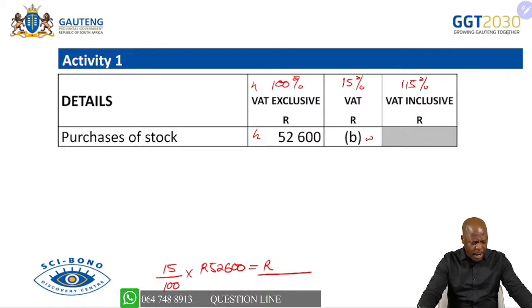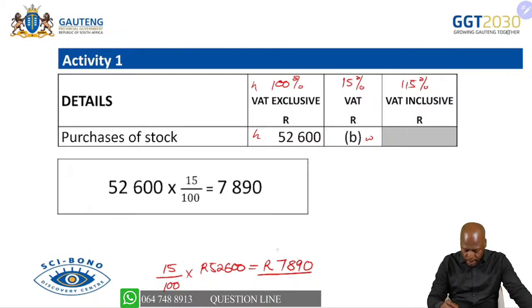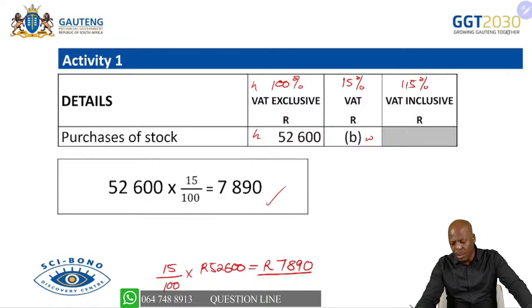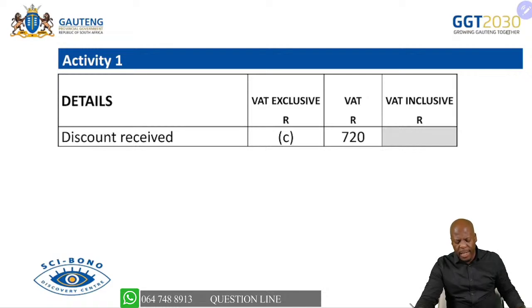Someone please punch in the calculator. Give me the figure. How much do we get? Okay, thank you. Someone is saying we get 7,890. That therefore becomes our VAT amount. All right, there it is, 7,890. Let's quickly go on to the next one. It says discount received. And here they want us to calculate the VAT exclusive.